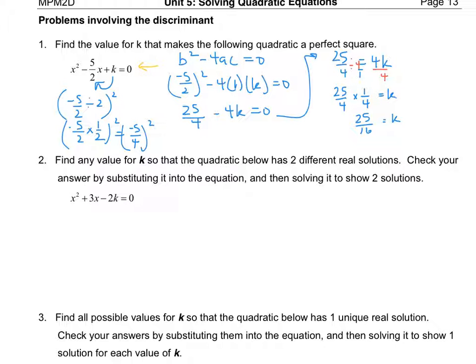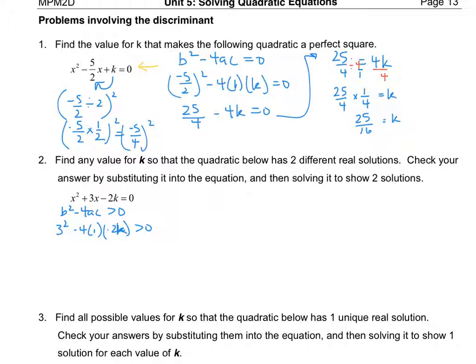Number 2, find any value of k so that the quadratic below has 2 different real solutions. Check your answer by substituting it into the equation and then solving it to show 2 solutions. So to get 2 solutions, I know that my discriminant, my b squared minus 4ac, would have to be greater than 0. So my b is my 3 squared minus 4 times a, which is 1, times c, which is minus 2k. That has to be greater than 0.